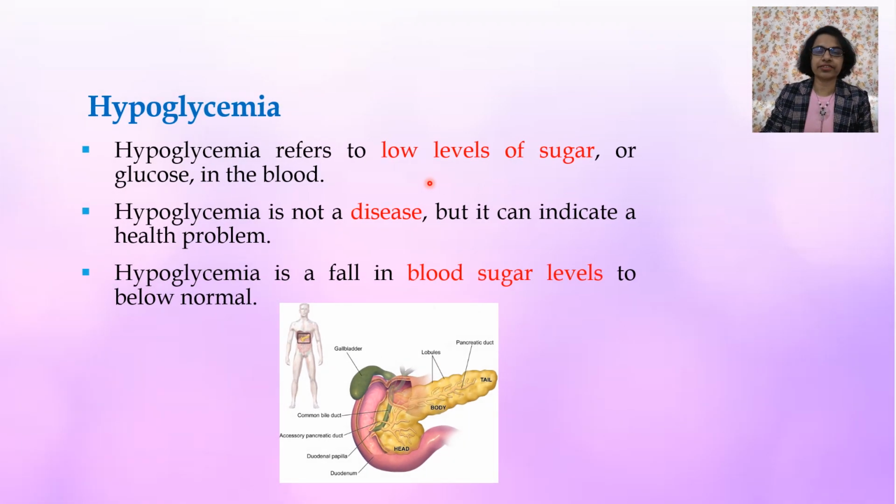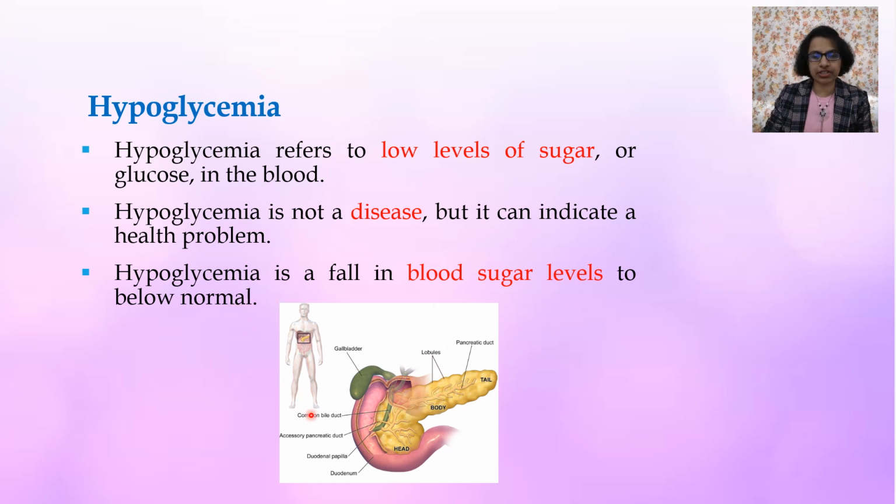Hypoglycemia refers to a low level of sugar or glucose in the blood. What is the meaning of hypo? It is decreasing. What is decreasing? Glycemic level. Emia means blood. So a decrease of glycemic levels in the blood is known as hypoglycemia. Hypoglycemia is not a disease, but it can indicate a health problem. Hypoglycemia is a fall in blood sugar levels to below normal.